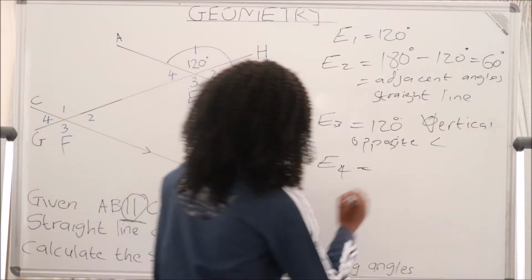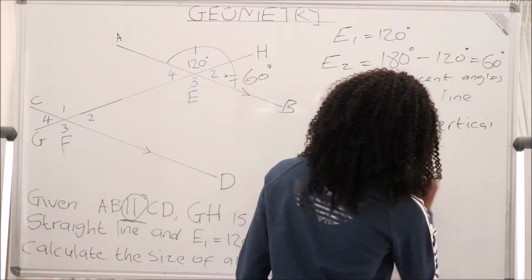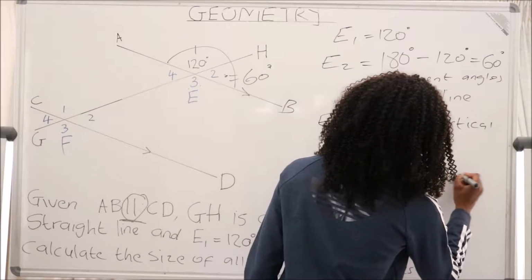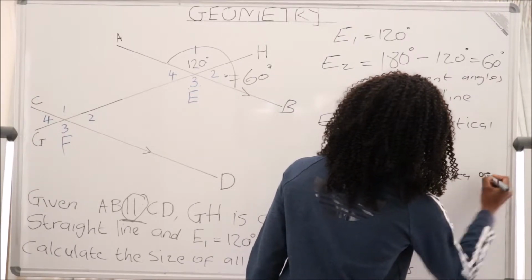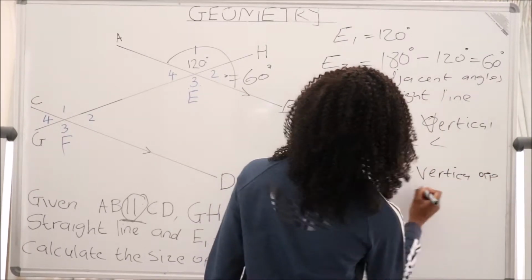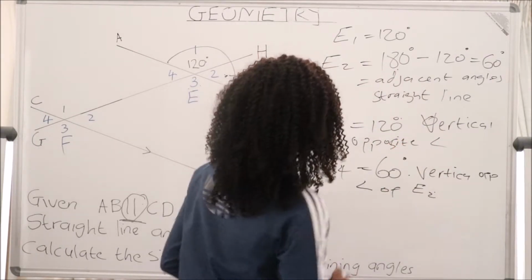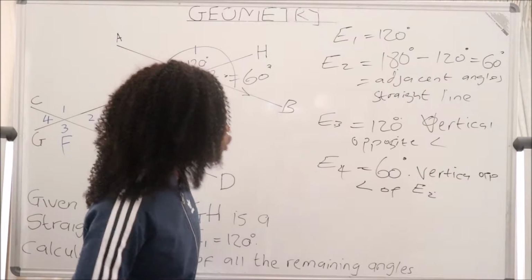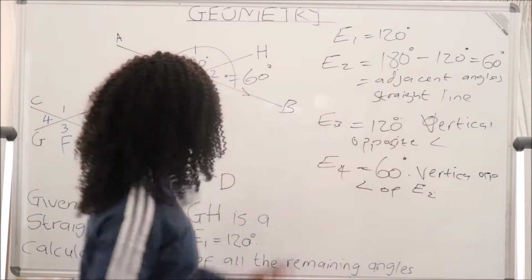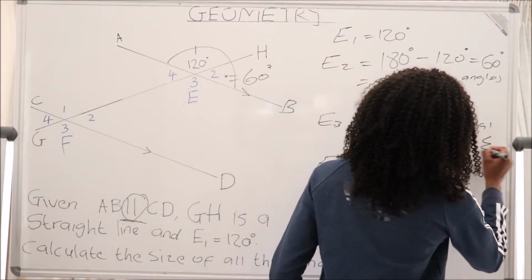We don't even have to use a calculator to get the sum of that. So we know that E4 is equal to 60 degrees, and the reason for that is it's vertical opposite angle of E2. So even here we should also write with which angle it is vertical opposite, like 120 is vertical opposite angle of E1 right here.